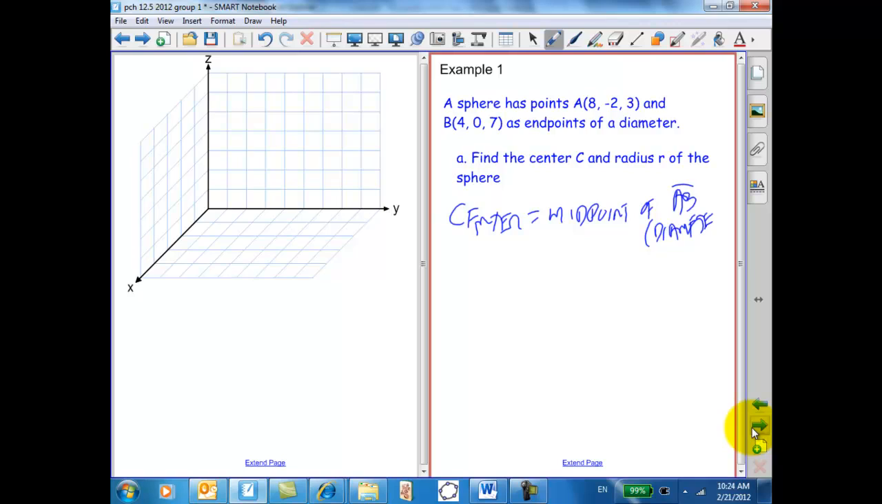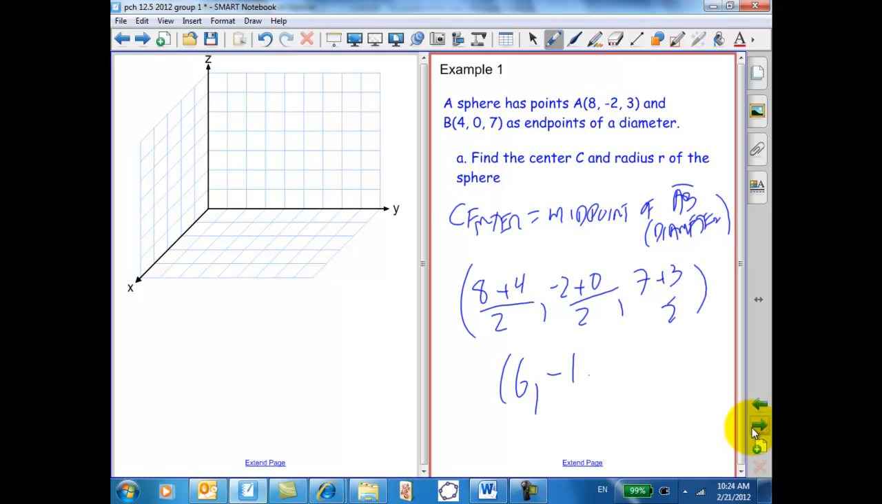What's true for circles is also true for spheres. Any diameter of the sphere has to go through the center of the sphere. So we take 8 plus 4 over 2, -2 plus 0 over 2, 7 plus 3 over 2. And that should give you 6, -1, 5. 6, -1, 5 is our center.